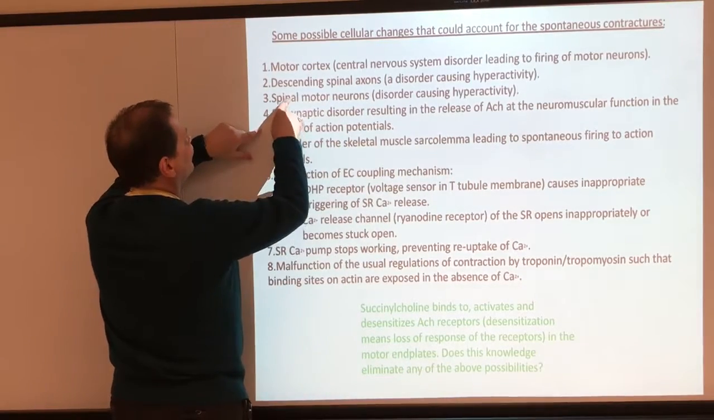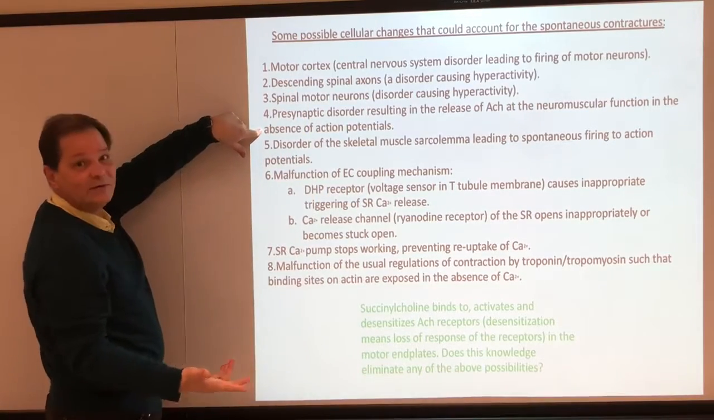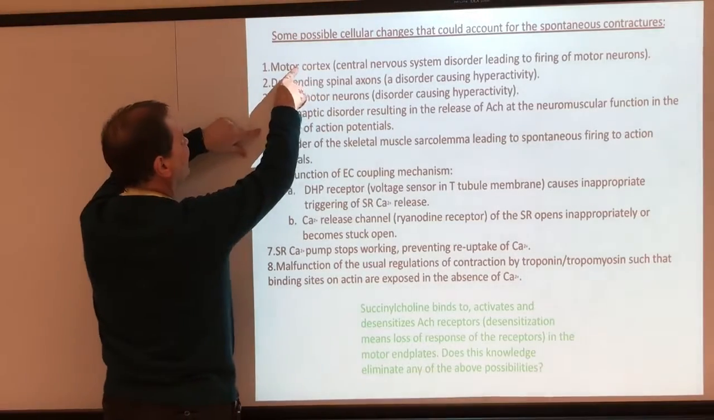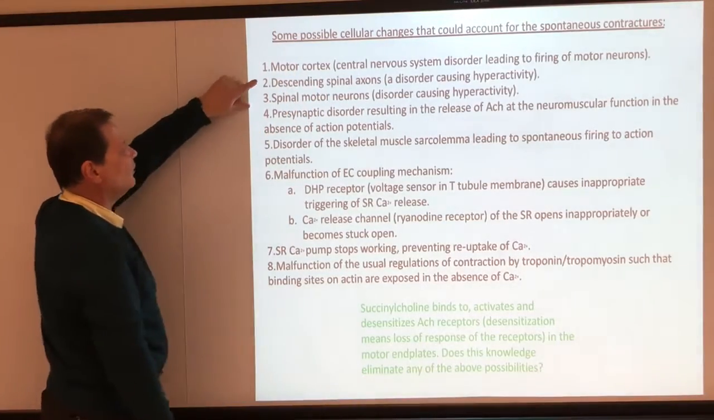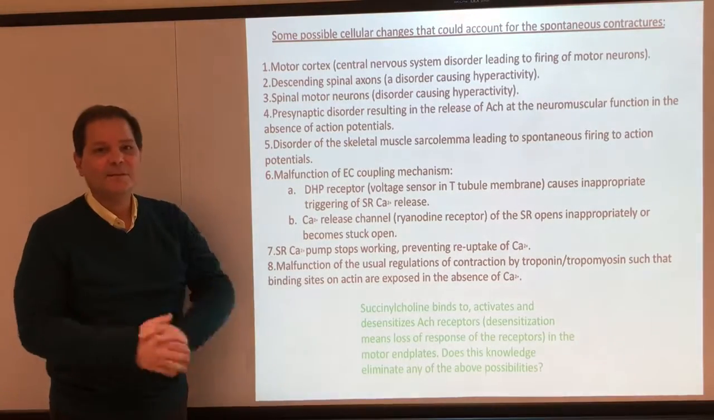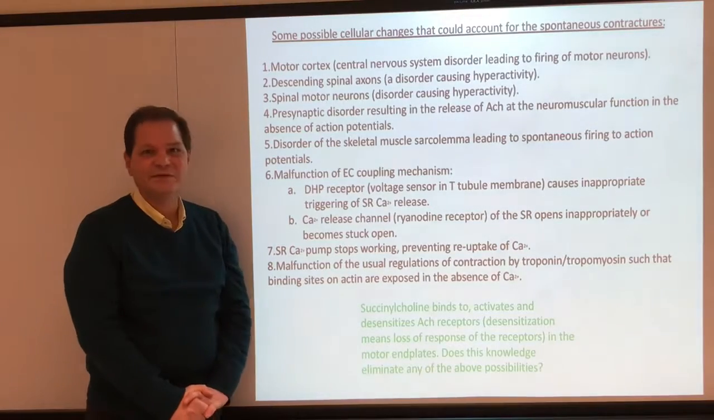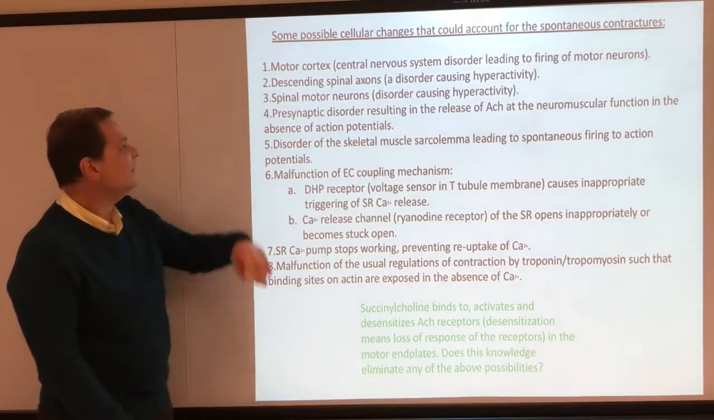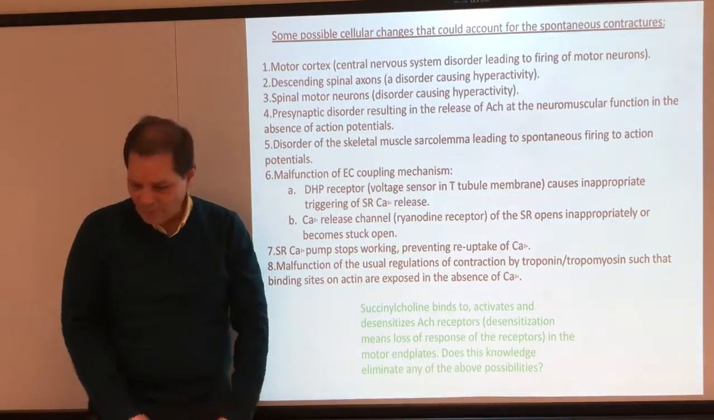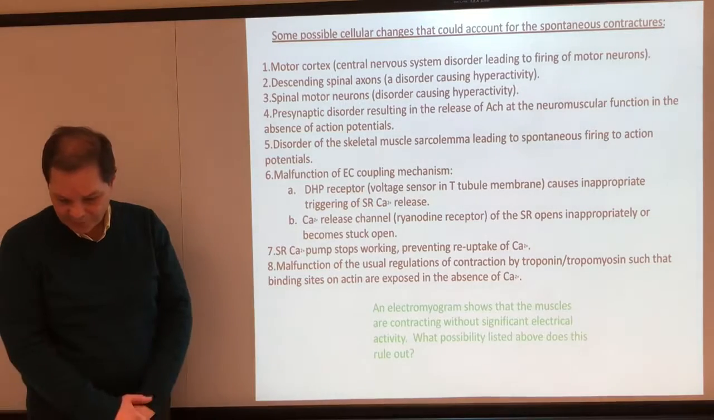We know it's not the spinal neurons or the motor cortex, a seizure, because for the signal to go from the motor cortex to the skeletal muscle and cause a contraction, you would need nicotinic ACh receptors that are working, and because they're desensitized here, that can't be the case. So you can eliminate 1 through 4 from the list, okay? Just due to the fact that succinylcholine is what's causing this.